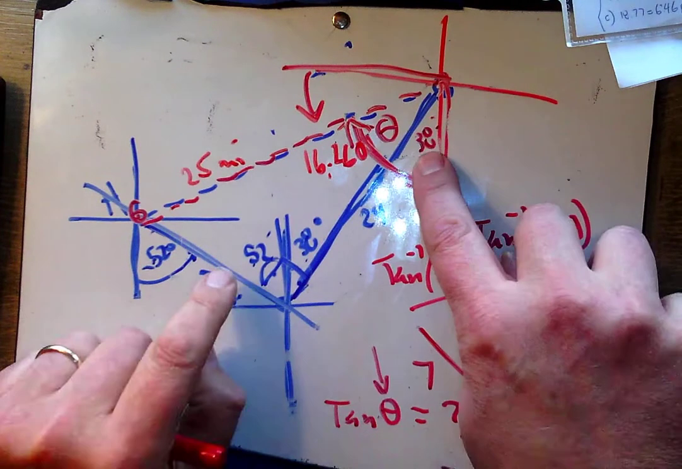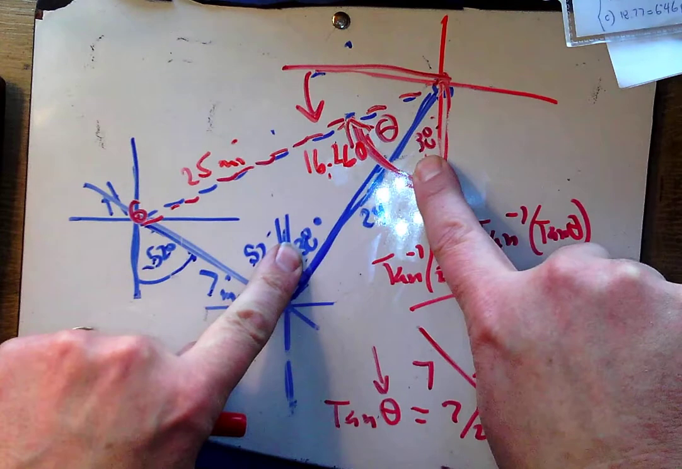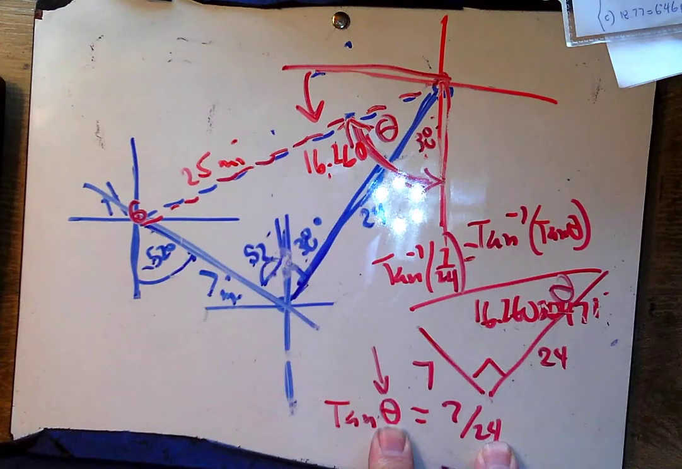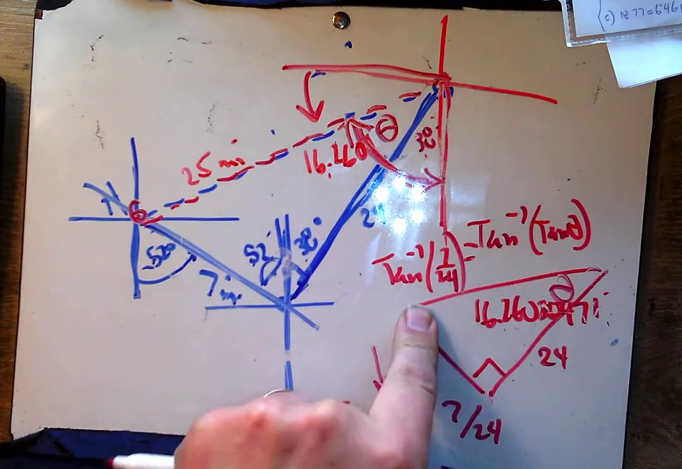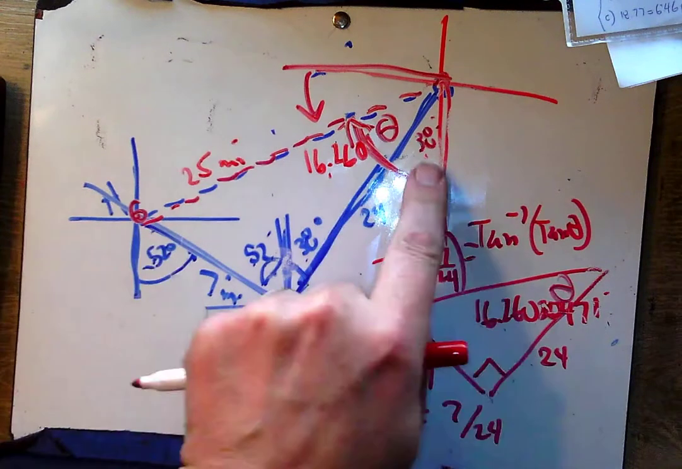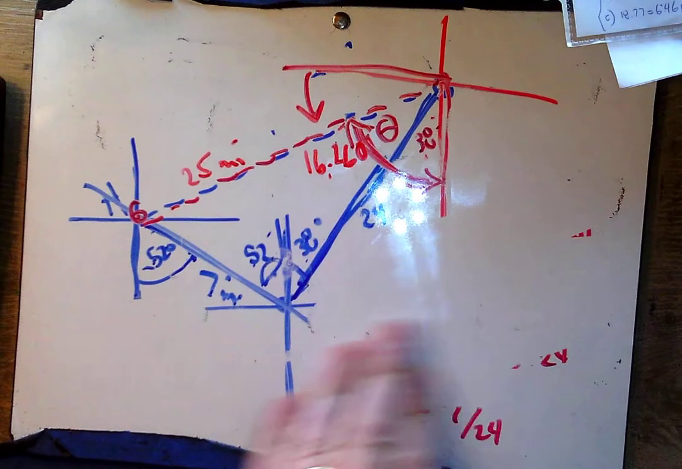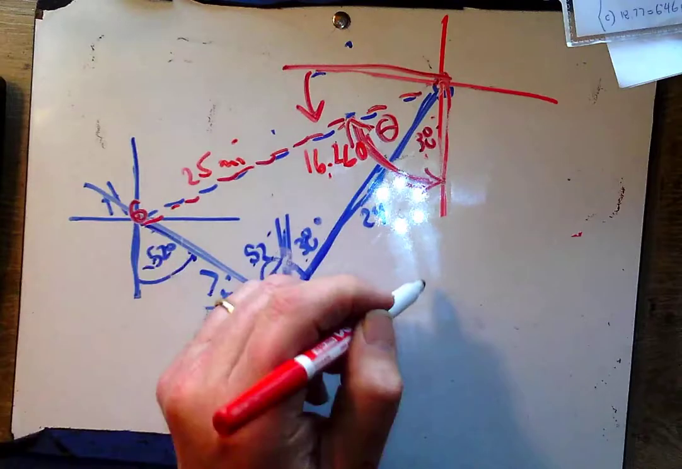So how did I find the 38? These are alternate interior angles. And how did I find the 16.26? Tangent. So I did inverse tangent. Okay. So now what's my bearing angle? Well, it's 38 plus 16.26, which is 54.26 degrees. So I could say my bearing home is south.